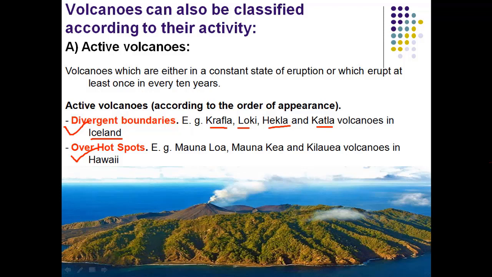The best example of over-hotspot volcanoes is the Hawaiian chain of volcanoes, exactly over the source of magma. The volcanoes are Mauna Loa, Mauna Kea, and Kilauea in Hawaii. These are some good examples of active volcanoes over divergent boundaries and over hotspots.